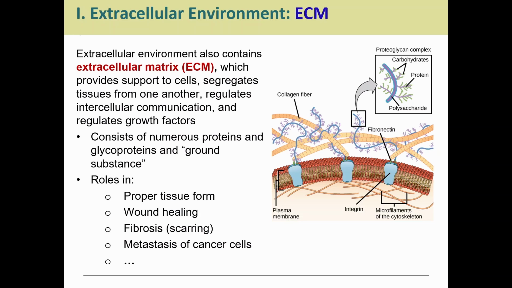Fibrosis, scarring. You probably notice this more when you have a wound that is a little bit bigger, less superficial, where you see a distortion in how the tissue appears after healing. That is because there are more fibers, like collagen, being pumped into that area, and that can cause scarring. It also plays a role in the metastasis of cancers. There's a laundry list of things that the ECM is responsible for. But the main things I want you to remember are the structural support, organizing of tissues, and regulation of communication and growth.